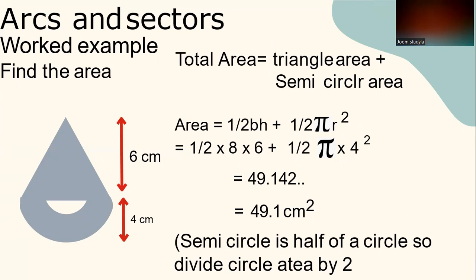So semicircle is half of a circle. So we divide the circle area by 2. Okay. So you might ask, why does the circle area formula become half? Because it's a semicircle area. Because it's already stated here, semicircle is half of a circle. So the formula has to be divided by half.